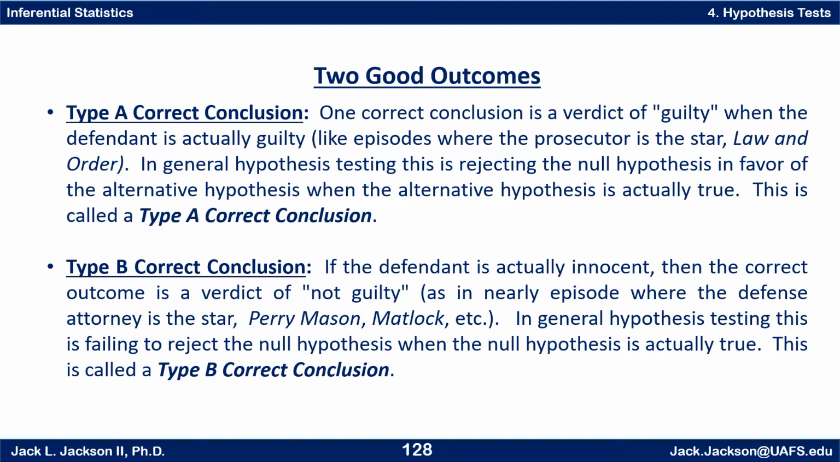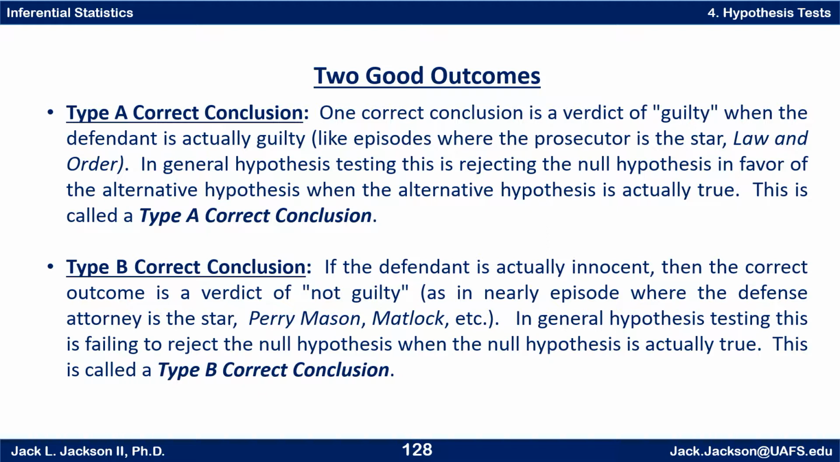Now, when we have a hypothesis test or a trial, there are two types of outcomes which are correct or good outcomes. The first is what we call a type A correct conclusion. The one conclusion in the trial is a verdict of guilty when in fact the defendant is actually guilty. This is going to happen in TV shows where the prosecutor is the star, say, for example, Law and Order. In general hypothesis testing, this is rejecting the null hypothesis in favor of the alternative hypothesis when the alternative hypothesis is actually true. This is called a type A correct conclusion.